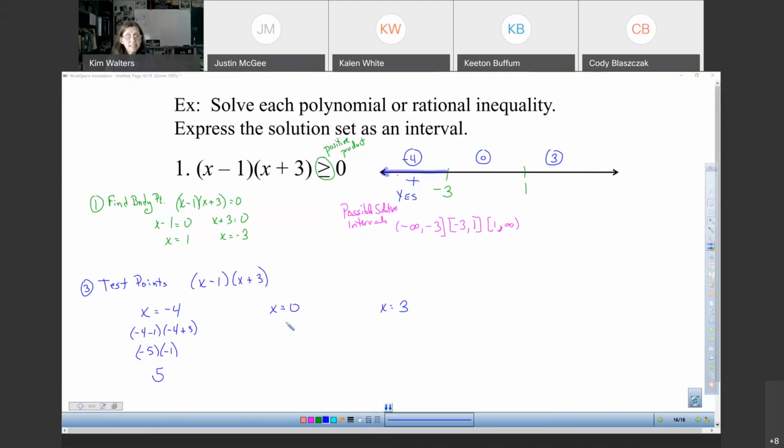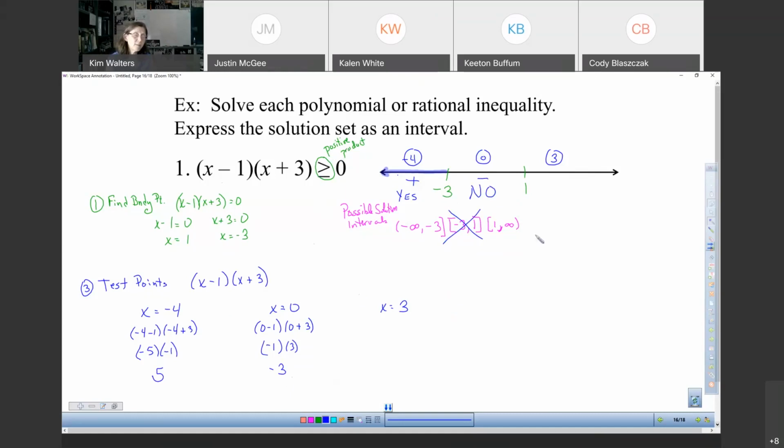The next test point is 0, so I'm going to plug 0 in here. 0 minus 1, 0 plus 3. This is going to be -1 times positive 3. This is a negative 3. Negative is not a positive number, okay? I did not get a positive product when I plugged in 0. So I can put a little negative sign here, but I'm going to put a big fat no here. I am not going to use this one. In fact, you can put an X through this interval if you want to.